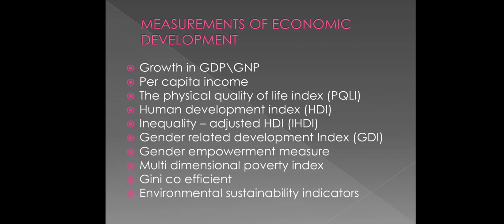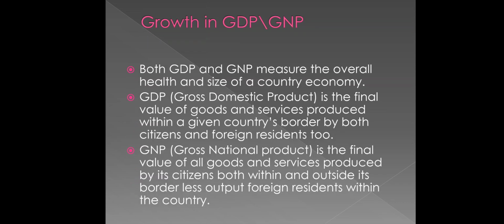Next, we have some measurements of economic development one by one. Growth in GDP or GNP, per capita income, the physical quality of life index, human development index, inequality adjusted HDI, gender related development index, gender empowerment measure, multidimensional poverty index, Gini coefficient, environmental sustainability indicators. Now we see one by one.